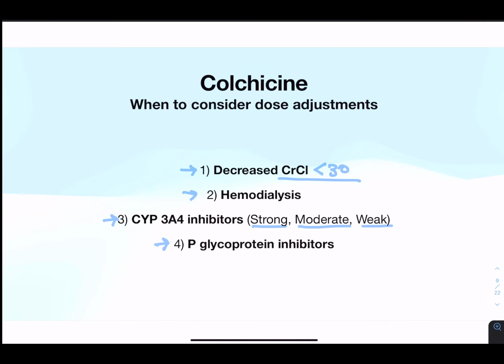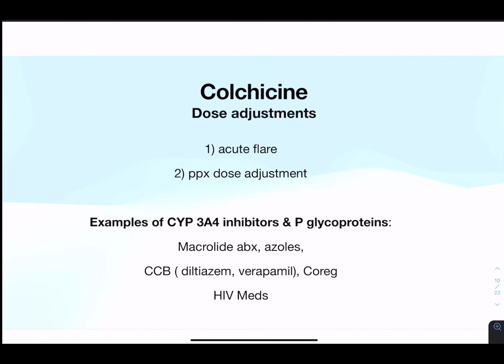So for all these medications, you need dose adjustment for number one, acute flare, and also number two, prophylaxis dose adjustments. They're all different dosing. So it's quite a lot of various dosing that you would need to remember for the purpose of the boards. But here, let's review what these medications are. Some examples of CYP3A4 inhibitors and P-glycoprotein inhibitors would be macrolide antibiotics, azole antifungals, and calcium blockers like diltiazem or verapamil, also Coreg, and various HIV meds.